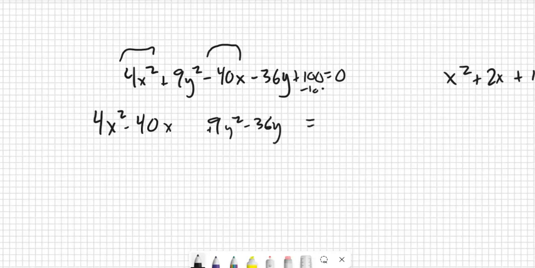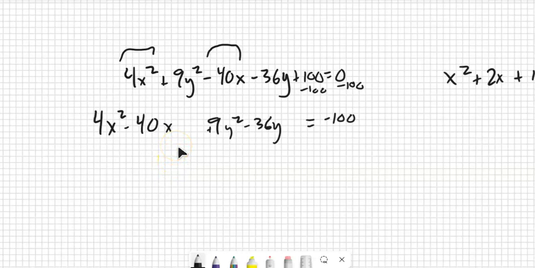I'm going to subtract 100 from both sides. I've got this. And now what I want to do is write these as something squared, like x plus something squared or minus something squared, to get it in my graphing form. So I'm going to have to complete the square on these.